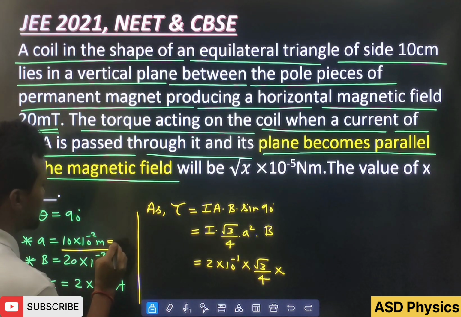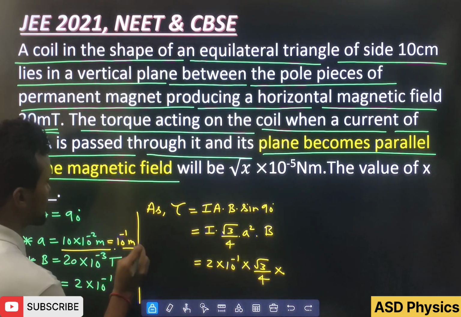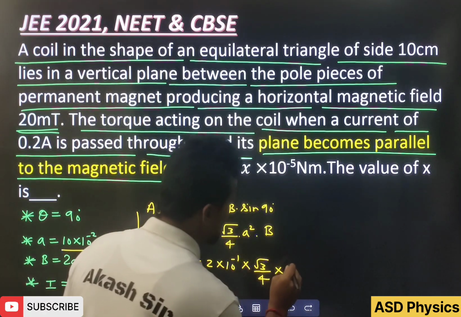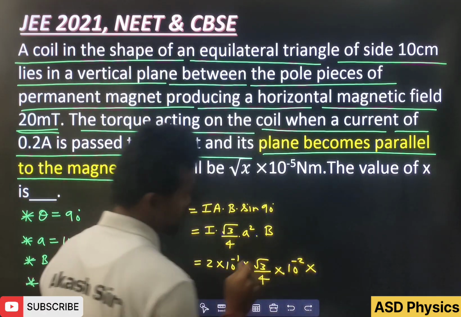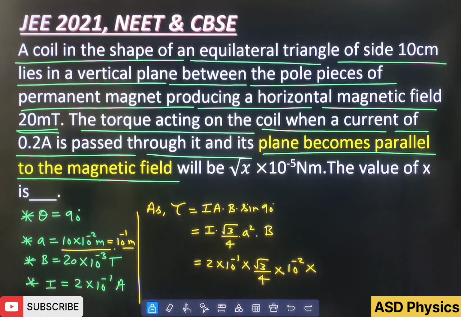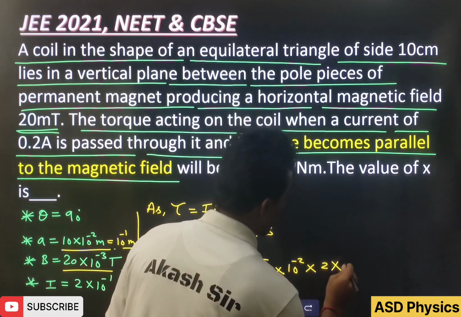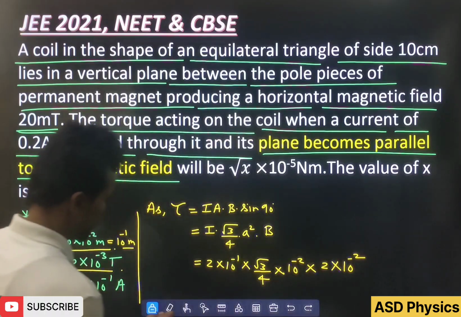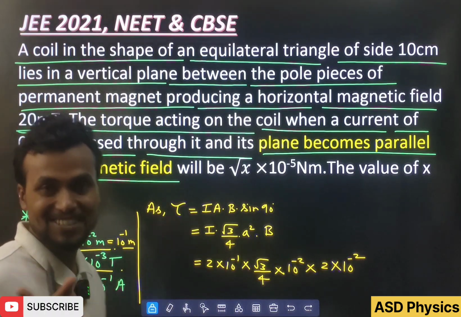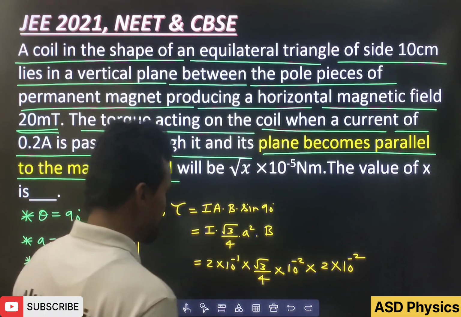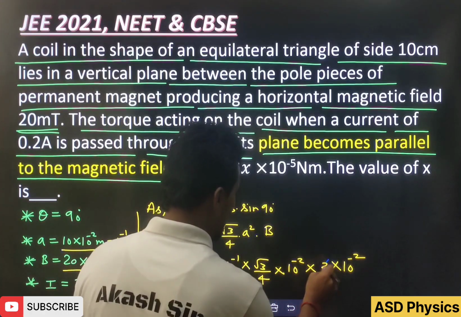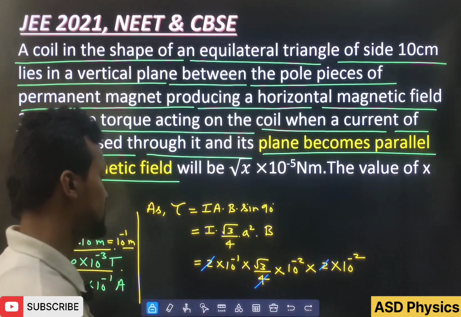That means we can write here 10 to the power minus 1 meter. Here we have to take the square, so it will become 10 to the power minus 2. How much is the magnetic field given? We can write this as 2 into 10 to the power minus 2. Now let's see what things we can cancel. You can see this 2, 4, and from this 4 it is cancelled.